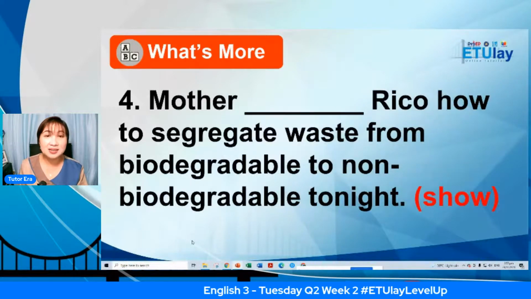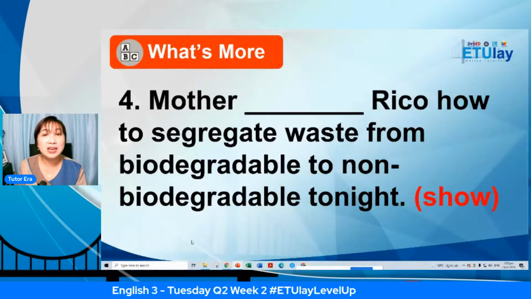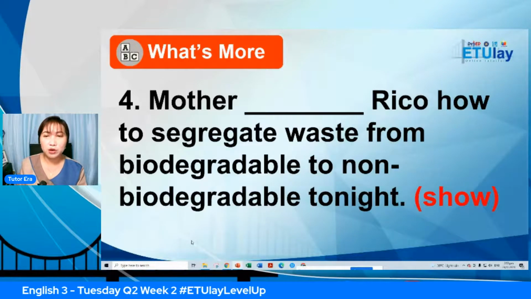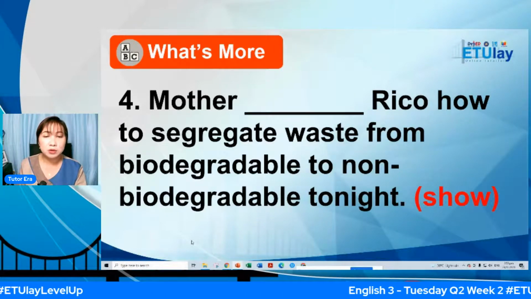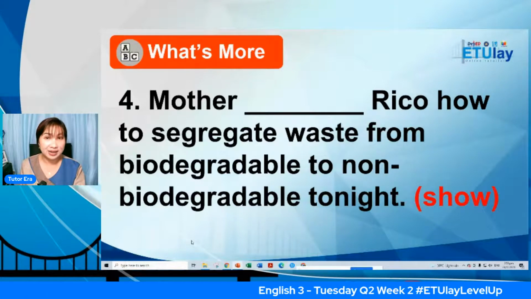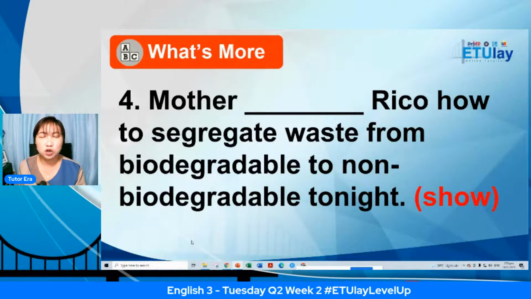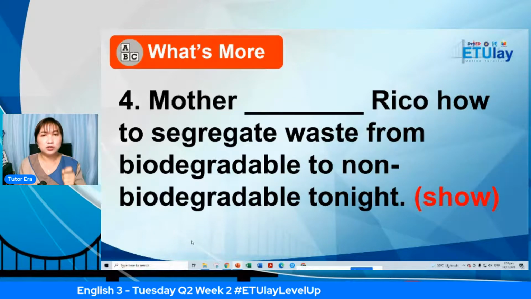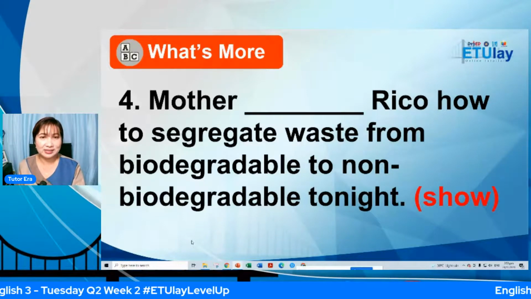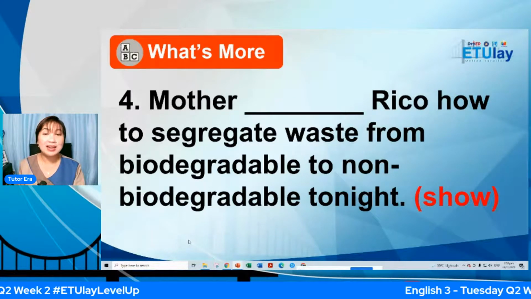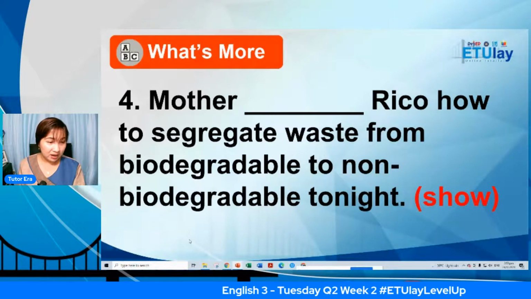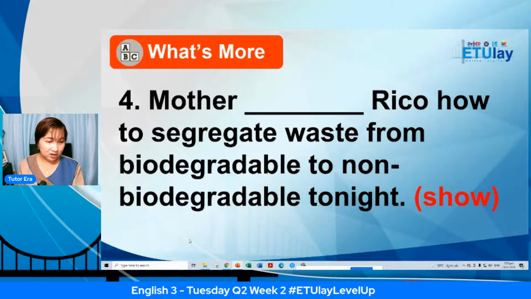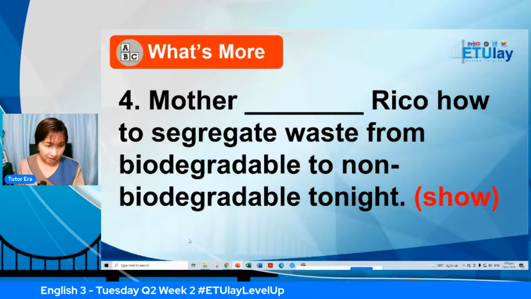Good job, guys. Now for number 4, the verb is show. Mother blank Rico how to segregate waste from biodegradable to non-biodegradable tonight. So the given verb is show. How are we going to show the future tense of this verb? Will show, according to Zaya. Erich Bacani said will show. Carl Christian de la Cruz said will make or is going to.